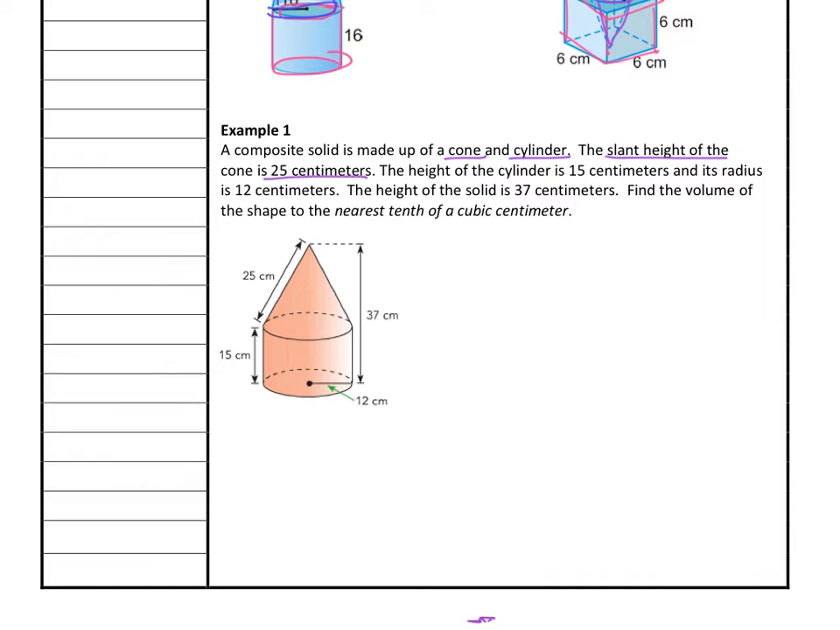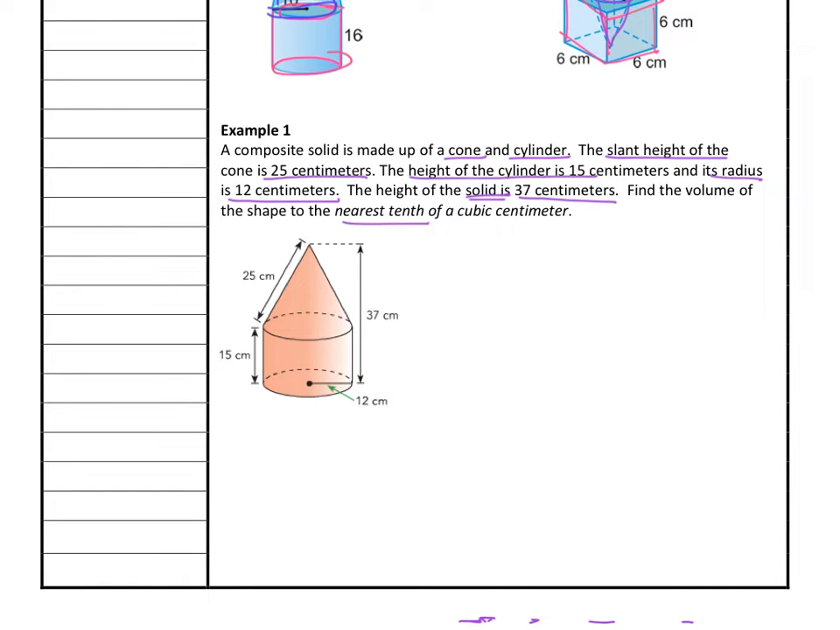And you can notice that this is the slant height, okay? It's called the slant height because it's on the slant of the shape. It says the height of the cylinder is 15 centimeters, and its radius is 12. The height of the solid, okay, notice the key difference here, the solid is 37 centimeters. Find the volume of the shape to the nearest tenth of a cubic centimeter.